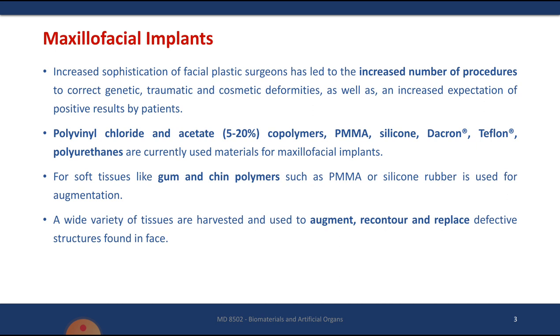And a wide variety of tissues are harvested and used to augment, recontour, and replace the defective structures formed in the face. So when we say three different functions, one is augmentation. Augmentation is we are improving the existing functionality. Recontour is reshaping the face.